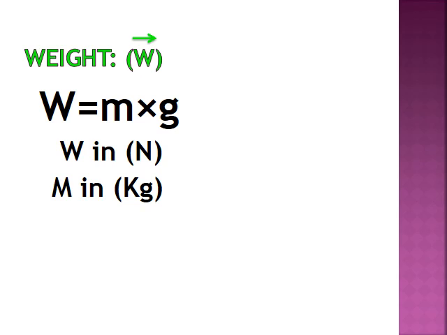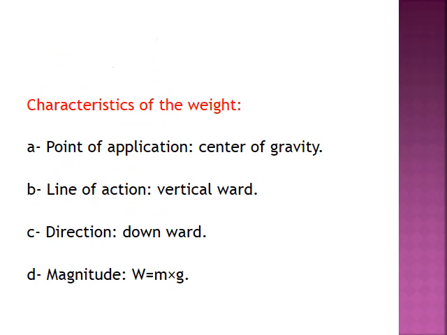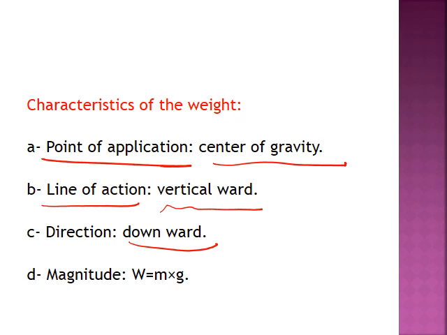Weight, W equals M times G. W in Newton, M in kilogram. Characteristics of the weight. Point of application, center of gravity. Line of action, vertical. Direction, downward. Magnitude, W equals M times G in Newton.